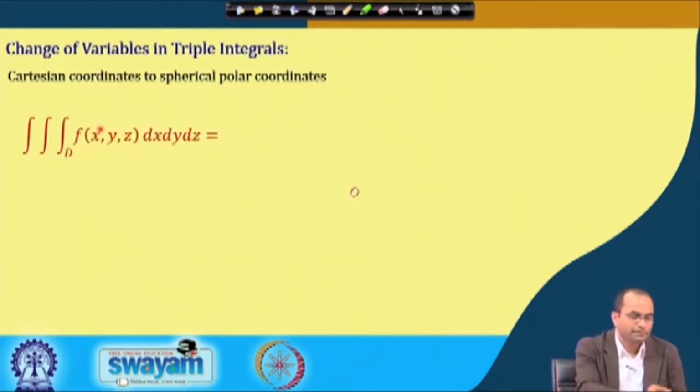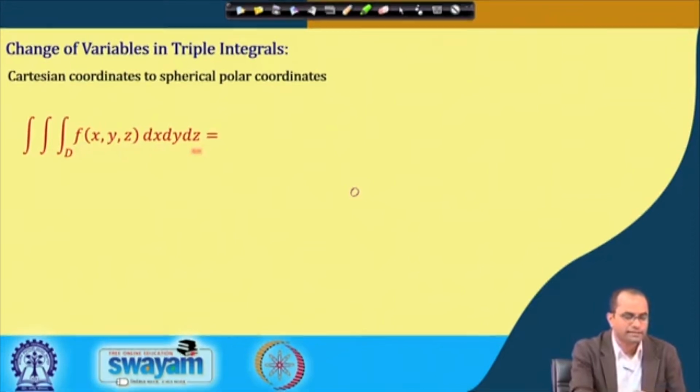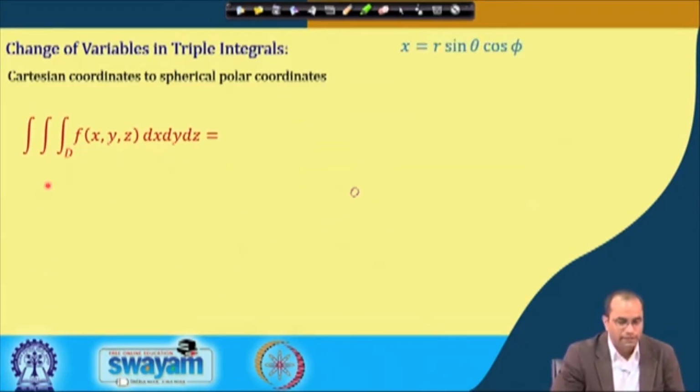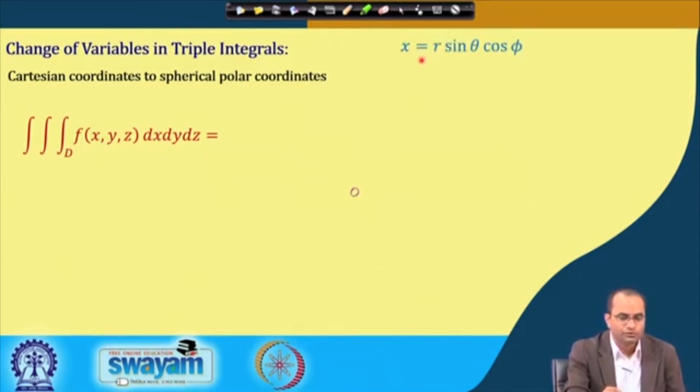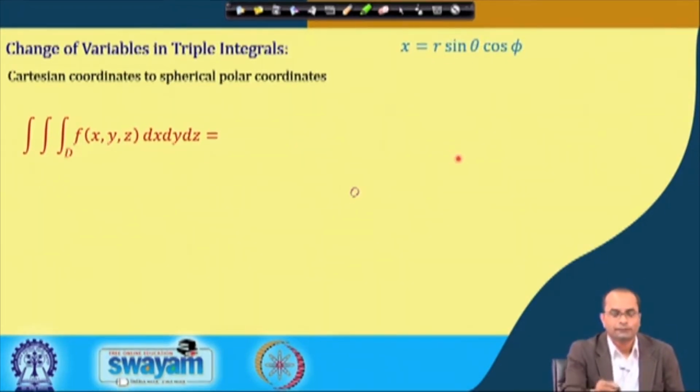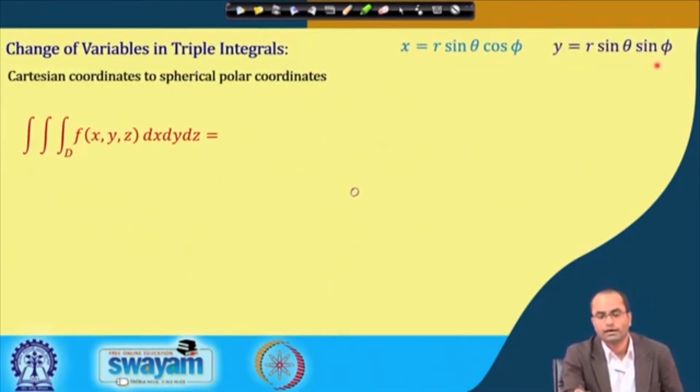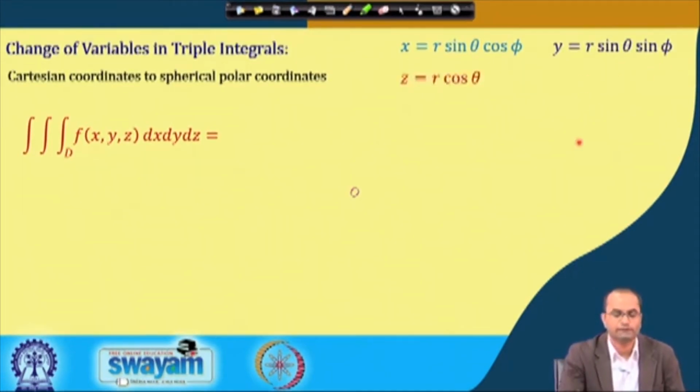So, here if we have a triple integral given as f(x, y, z) dx dy dz over some domain D, and we want to change to the spherical coordinates, meaning that x will be r sin theta cos phi, y will be r sin theta sin phi, and z will be r cos theta.